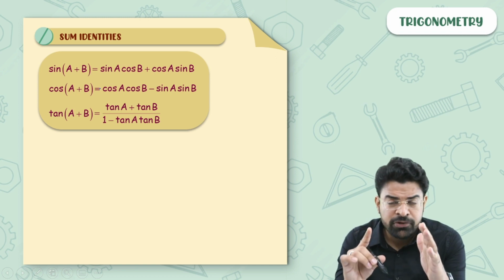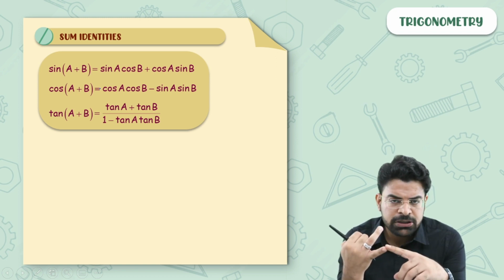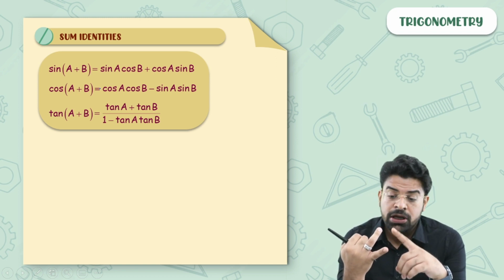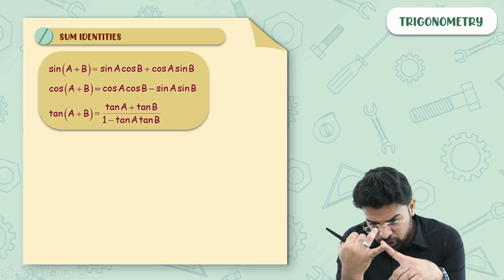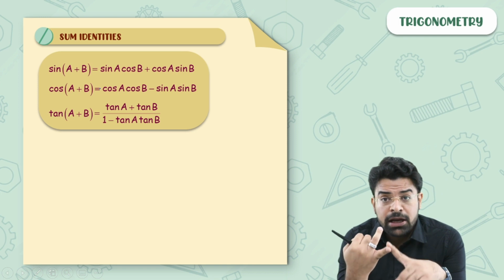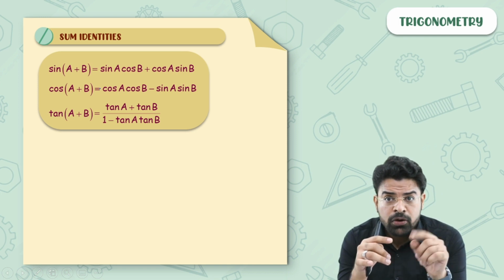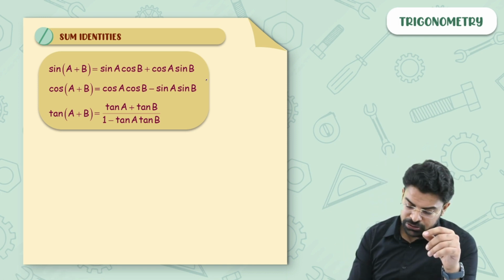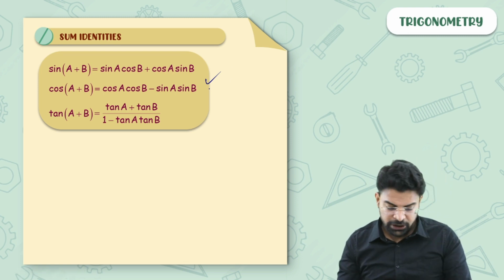So memorize it with me right now. Sine of A plus B is sine A cos B plus cos A sin B. Cos of A plus B is cos A cos B minus sin A sin B. Tan of A plus B is tan A plus tan B upon 1 minus tan A tan B. So you need to remember these three formulas.